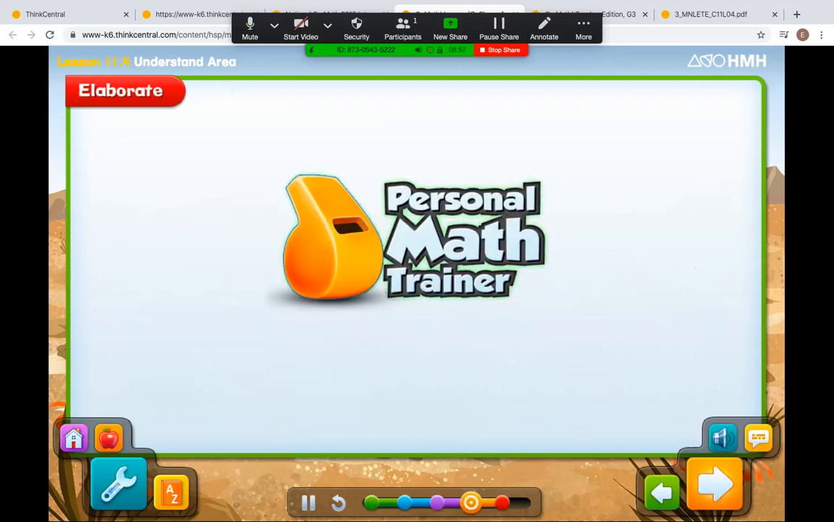Now let's practice with the personal math trainer. So basically, this is our lesson for today. Let's recap. This lesson helps us establish the similarities and differences between area and perimeter. Perimeter is the distance surrounding a shape, while the area is the surface that it covers.